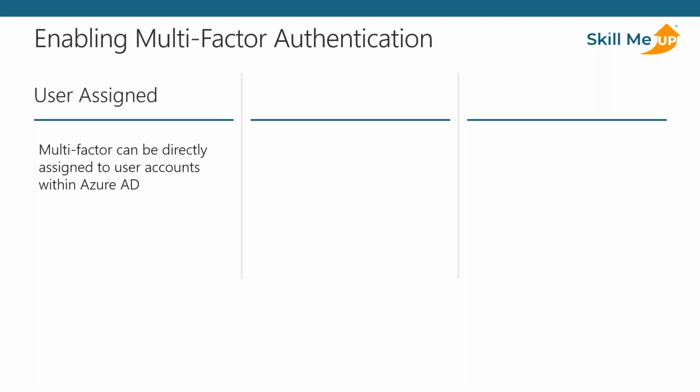The first one is what used to be the recommended one, which is user assigned. So this is you going in, selecting the end users, and directly assigning multi-factor to those specific users, whether it's done directly in Azure AD or whether it's done utilizing the Microsoft 365 Admin Center. Either way, it's directly assigned to a user.